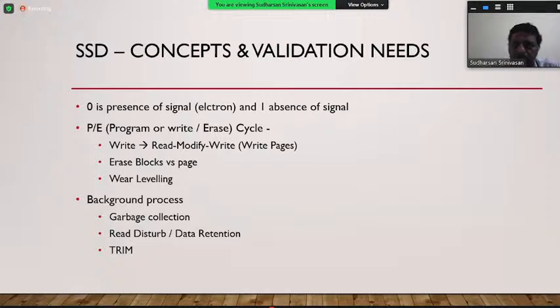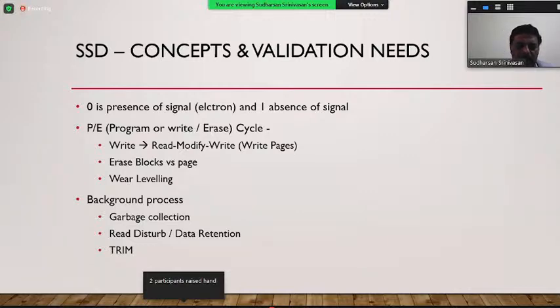Remember this concept, because it comes in handy in understanding many of the other challenges that happen in SSDs and how data is written. So when we write, zero means fusing and one means diffusing. Write involves erasing. If I have to write a one, the values will be there already, so I have to erase, and only then can I write. That's called a program cycle. So a write typically requires read, modify, write.